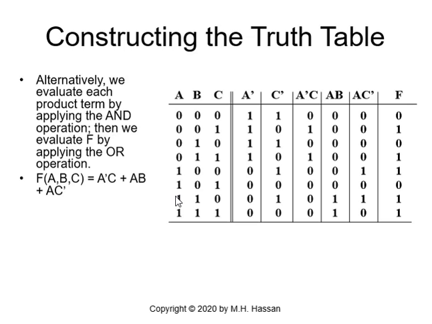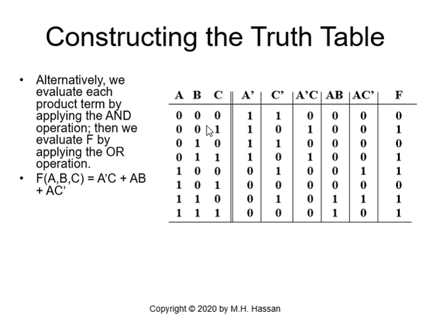Or, on the other hand, we can evaluate every term. We have the inputs. I need A prime C, I need AB, I need AC prime, so I need C prime, then I need AC prime, then by using the AND operation, then I will use the OR operation on those three terms: A prime C, AB, AC prime.